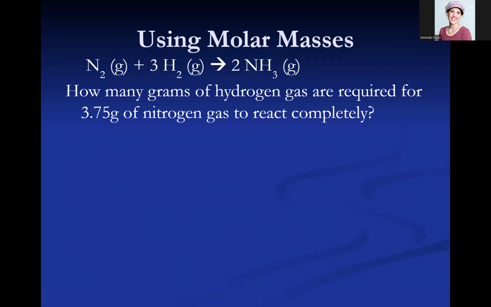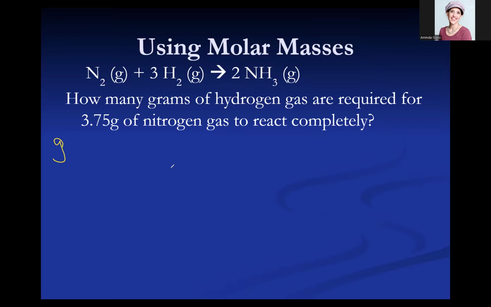Now, I'm going to use that equation. I know how to change from grams to moles, and I know that if I have 1 mole of N2, I can make 2 moles of ammonia. Now, so we have this question. How many grams of hydrogen gas? So I'm going to write down grams of H2 because that's what we're looking for. Are required for 3.75 grams of nitrogen to react completely.